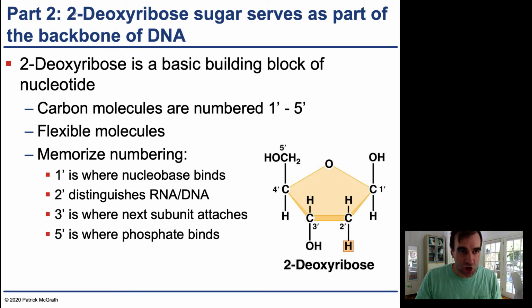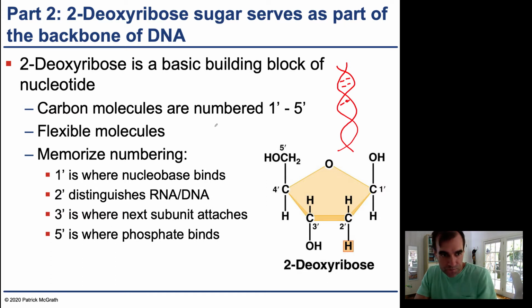First, let's talk about the sugar, the 2-deoxyribose sugar, and this serves as part of the backbone of the DNA. If we make double-stranded DNA, there's the backbone, and then there are also connections in between the backbone. The sugar and the phosphate both make up the backbone. These are carbon molecules. There are 5 important carbon molecules. The top of the sugar is an oxygen, and then there are 1, 2, 3, 4, 5 different carbon molecules that are part of the 2-deoxyribose.